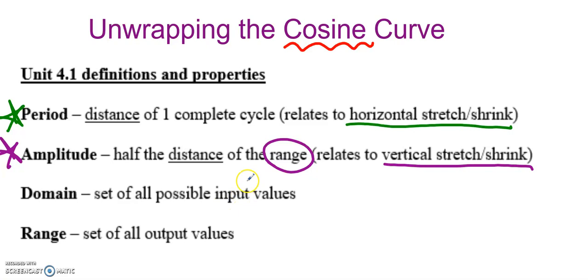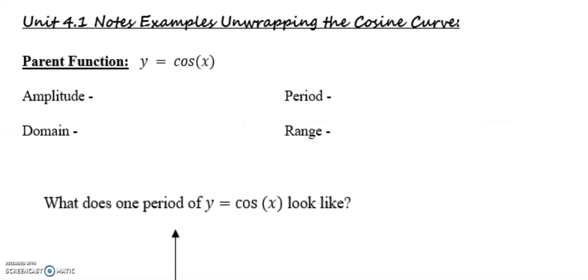Because we're talking about range, this is going to be something with a vertical stretch or a shrink. The domain will be the set of all input values. Okay, so that's going to be some sort of angle. And the range is going to be the set of output values, which for us is going to be the cosine values. All right, so here's our parent function, y equals cosine of x. So let's think about that domain thing. What am I allowed to put in for x?